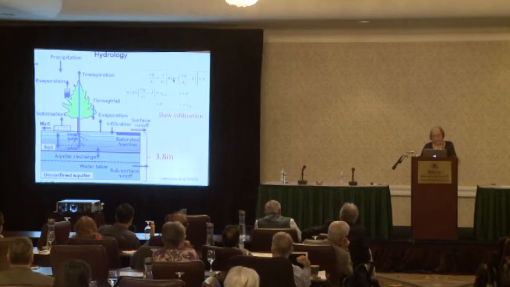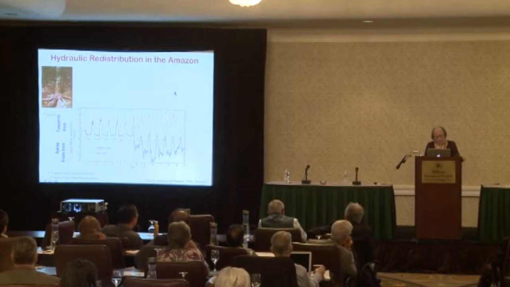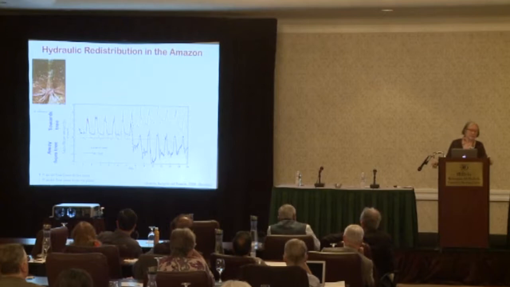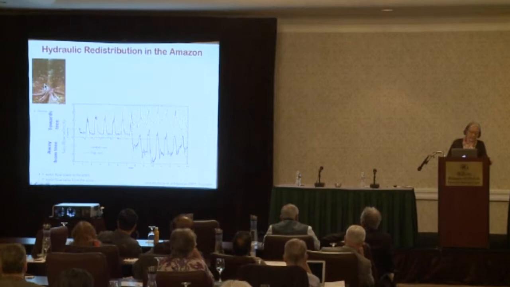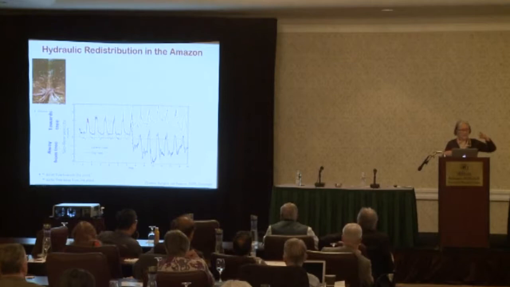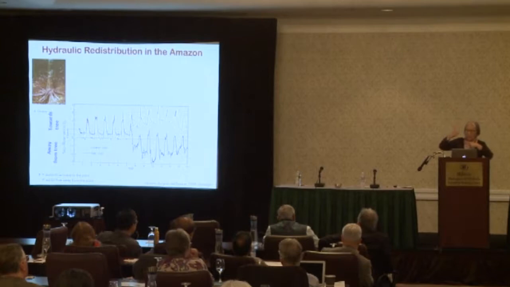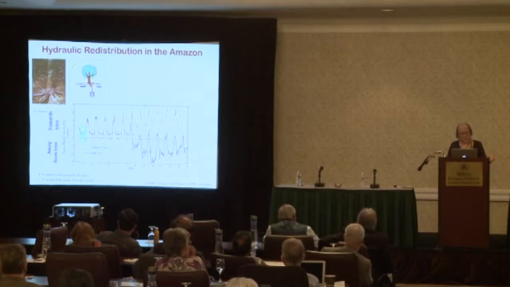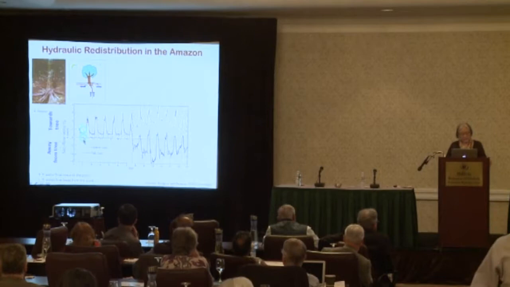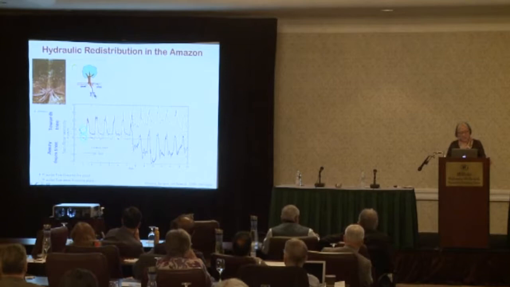So what we've learned from the measurements is that there are other processes not captured by the model. Here is hydraulic redistribution in the Amazon. These are probes you stick into the tree, into the root, with a heat pulse, so by the direction and the speed of the temperature change, you can figure out the velocity. If we start with nighttime, you can see here the sap flow is towards the tree, and this is away from the tree. So this is lateral roots here, and tap roots.